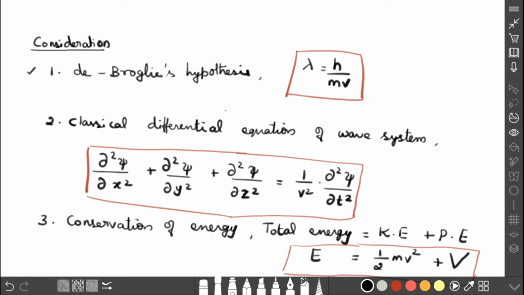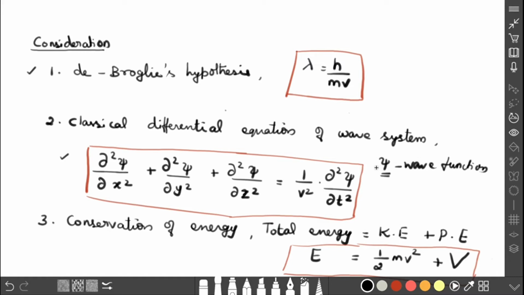The second one is the classical differential equation of the wave system. That means already in classical physics they have derived some equations to explain the wave nature of the system. That equation he directly considered to derive the Schrodinger wave equation. That equation is dou square psi by dou x square plus dou square psi by dou y square plus dou square psi by dou z square, which is equal to 1 by v square into dou square psi by dou t square. Here psi is nothing but the wave function. Later I will explain what this wave function is and its definition.